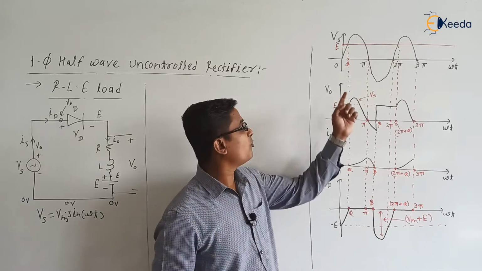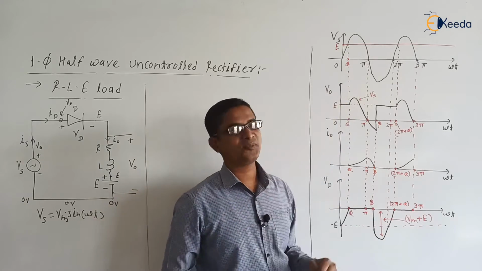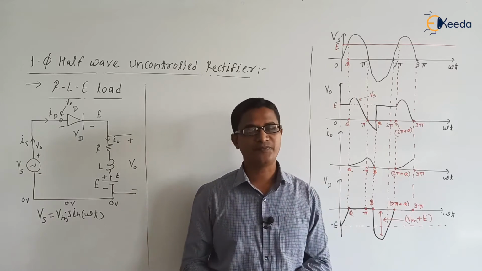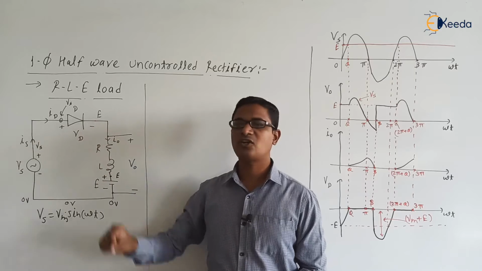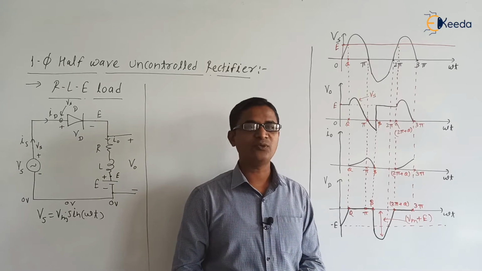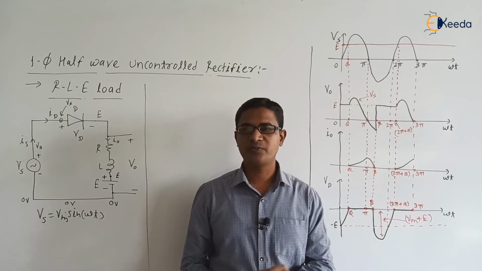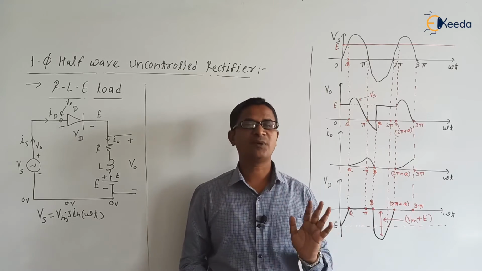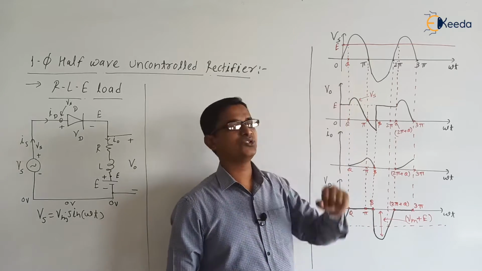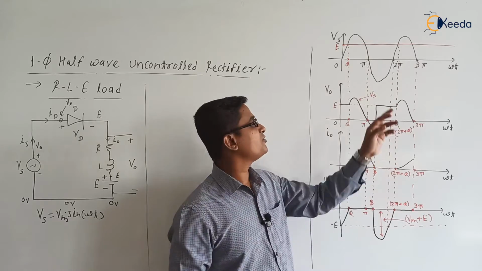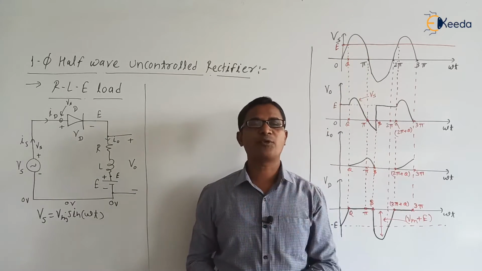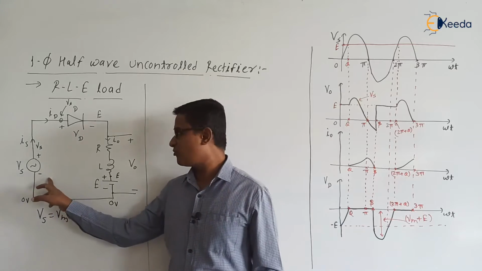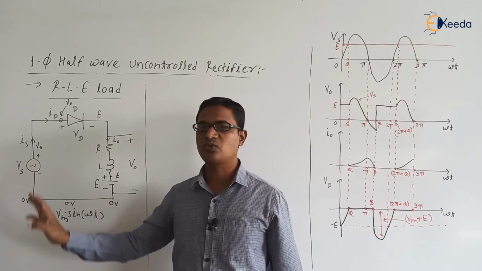From omega t equal to 0 to theta, Vs is less than E. That means the anode potential of the diode is less than the cathode potential. So the diode will be in the reverse bias mode from omega t equal to 0 to theta. After theta, Vs is greater than E, so the diode will be in the forward bias mode, and current starts flowing from Vs, through the diode, the load and back to Vs.